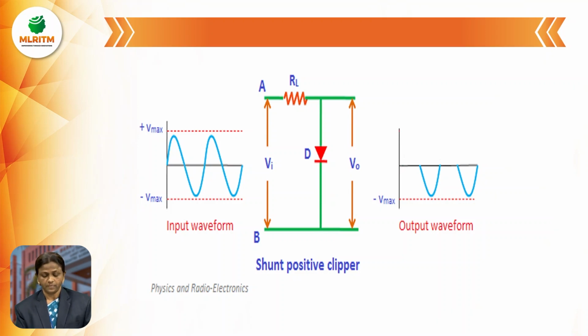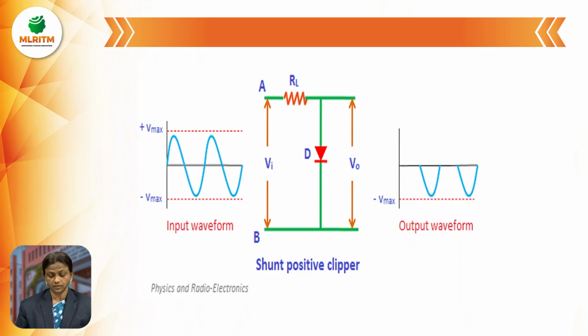Here also, the input signal is nothing but an AC signal. VI is the input voltage, V naught is the output voltage. Diode D contains two terminals: this one is the anode, this one is the cathode. RL is nothing but the load resistor. So shunt positive clipper means diode D is connected in parallel. Then what happens to the circuit during the positive half cycle and during the negative half cycle?